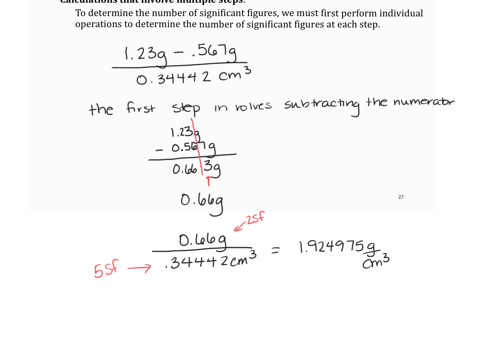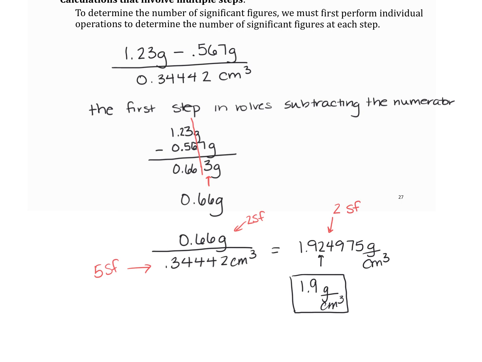And what we're going to do is say, okay, well, my answer needs to agree with the least because we're dividing, and that's two significant figures. So we look at the 2 right there, and we round, or we don't round, we keep it as is, 1.9 grams per centimeter cubed. Okay, so that's how you approach this.